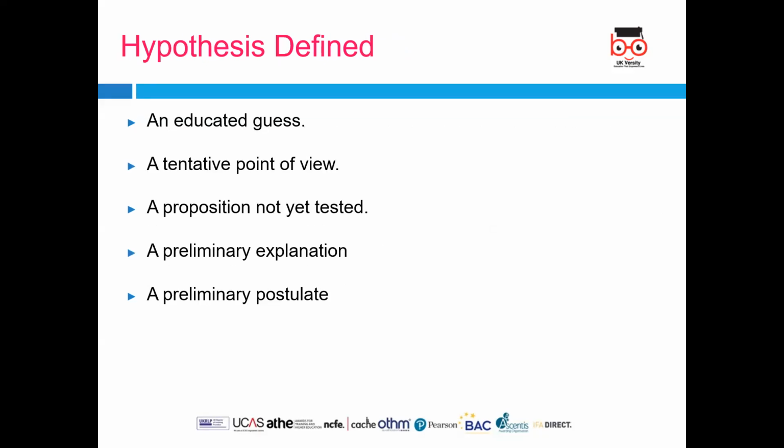When you go through different textbooks, you can find different definitions of hypothesis. It can be an educated guess, it can be a tentative point of view, it can be a proposition that is not yet tested. There are different definitions of hypothesis available in the academic literature. Or it can be a preliminary explanation, or a preliminary postulate. These are the different definitions which have been provided by academicians.